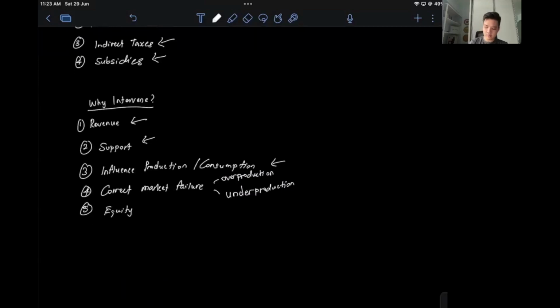And lastly, government intervention can also help to promote equity, also known as fairness, in a society. So, for example, once again, if we think about subsidies, providing subsidies to lower income households to help them achieve education, for example, or receive education, can be a way for us to level the playing field in terms of fairness. So these are the five key reasons why governments intervene in markets.